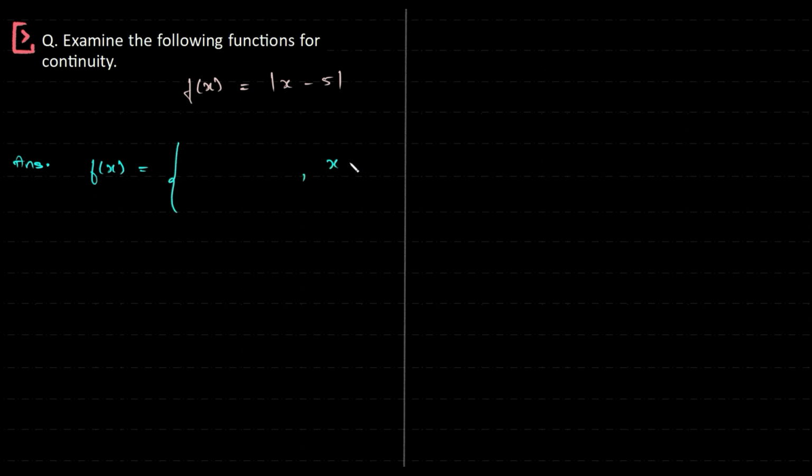Well, for x less than 5, what happens? All of this will be negative value. So we'll get minus of x minus 5. Right? For x greater than or equal to 5, the behavior of modulus is that it's going to be positive for positive values. So this will not change. So this is the very first thing that we need to do.